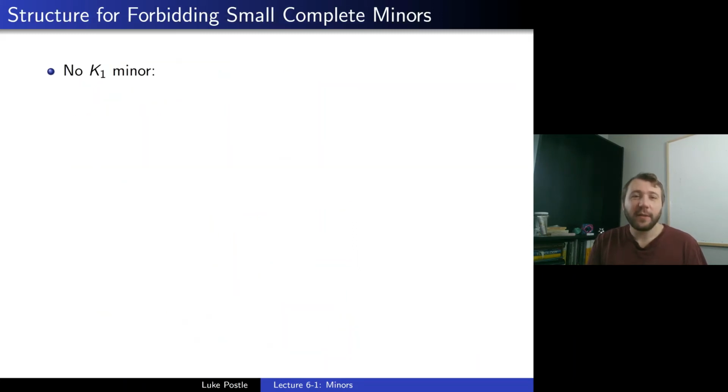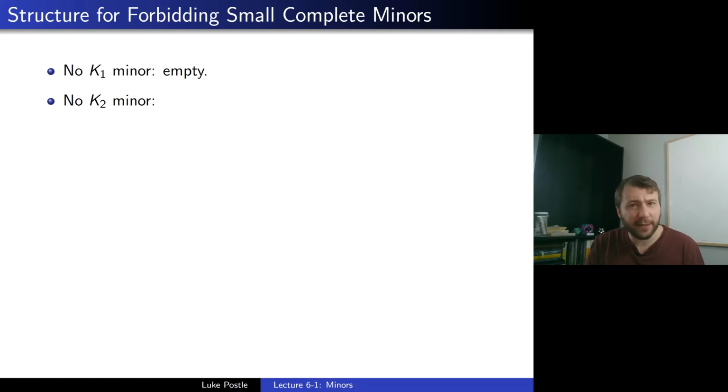But we do know something for small complete minors. So let's go through that. So what's the structure of forbidding small complete minors? Well, I'll let you work through it. Let's do them together. So what happens if you forbid K1 as a minor? What do you get? Well, if you paused or thought about it for a second, it's the empty graph, obviously, is the only thing you can get if you don't have any vertices.